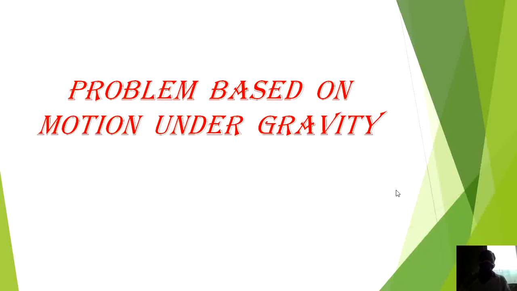So now, problems based on motion under gravity. Earlier we studied problems with normal motion, positive direction motion, which may be horizontal motion. Motion under gravity means the motion will be upward or downward. First we throw an object upward, then after its velocity becomes zero, it will come back to the earth.